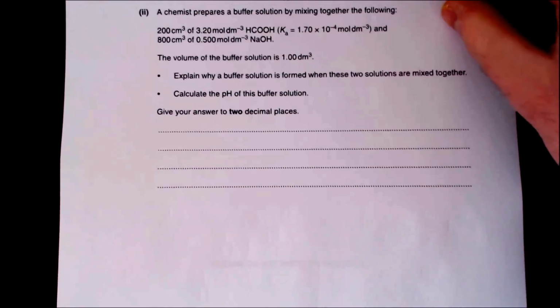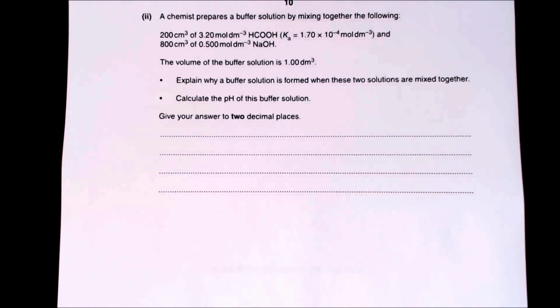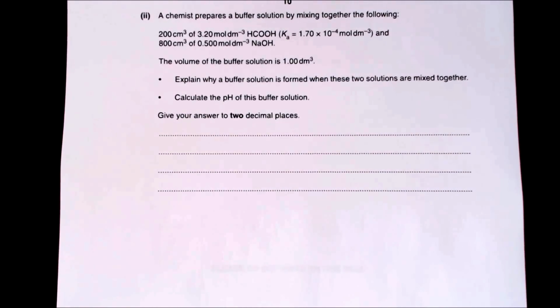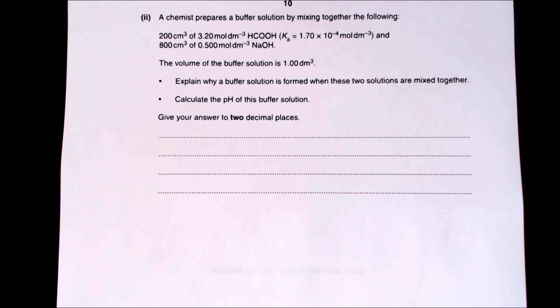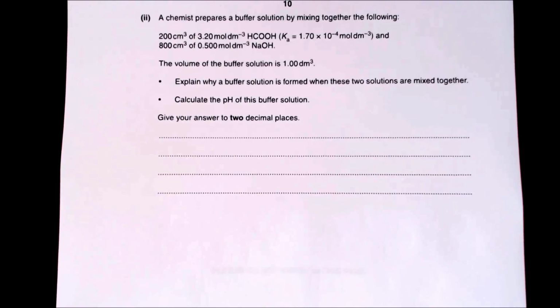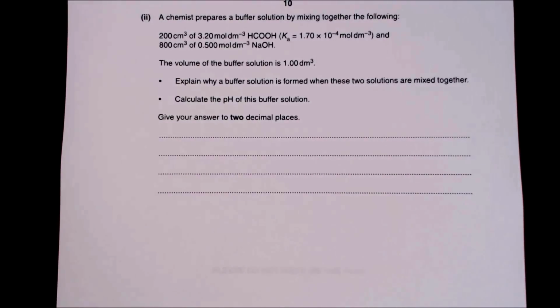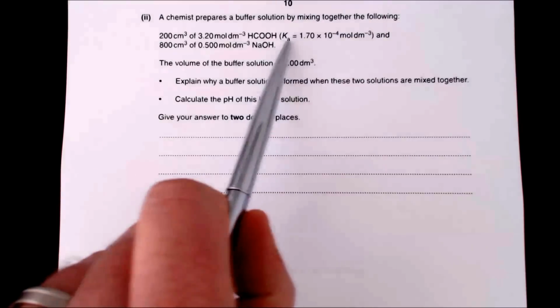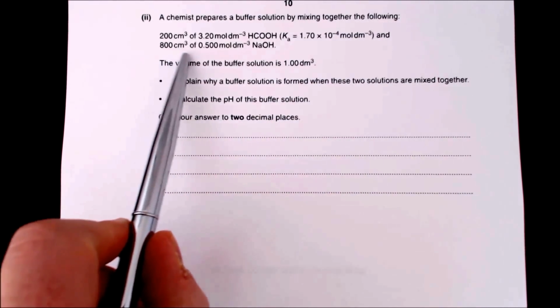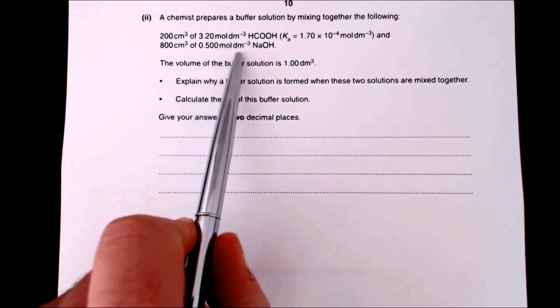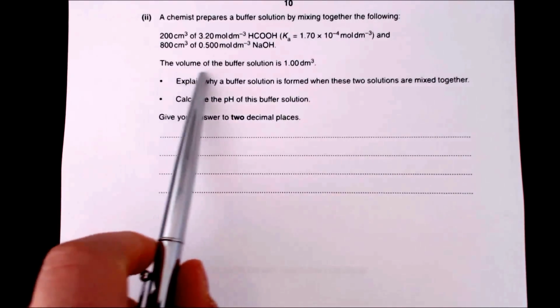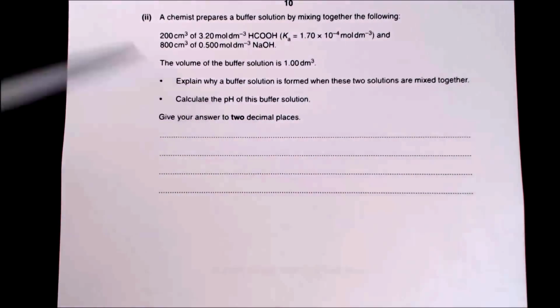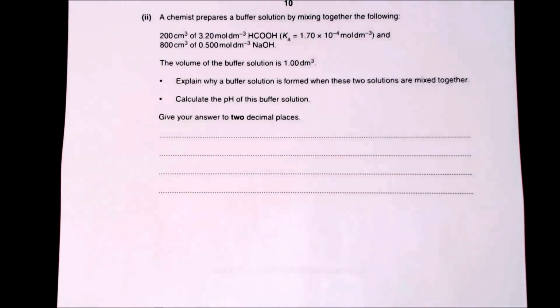Okay, so this is the last part of this question. So this is question part 2, and it's got 6 marks. Again, a big number of marks here. It says a chemist prepares a buffer solution by mixing together the following: 200 centimeters cubed of 3.20 moles per dm cubed of methanoic acid, and we're being given the K value, and 800 centimeters cubed of 0.5 moles per dm cubed of sodium hydroxide. The volume of the buffer solution is 1 decimeters cubed, because obviously we've got 200 and 800, so that's fine. That'll make the calculation a bit easier.